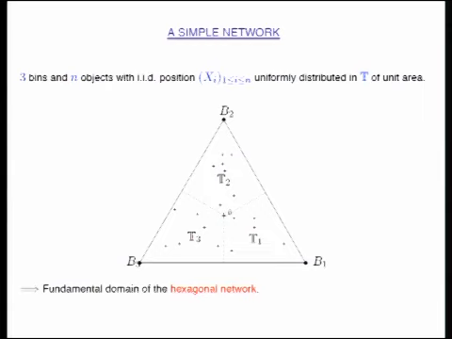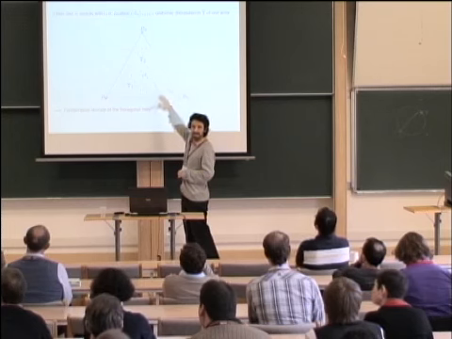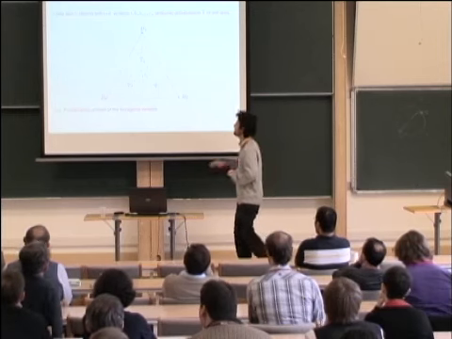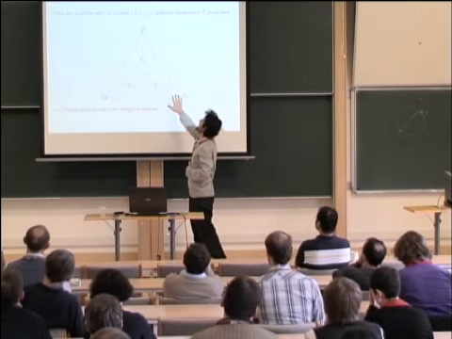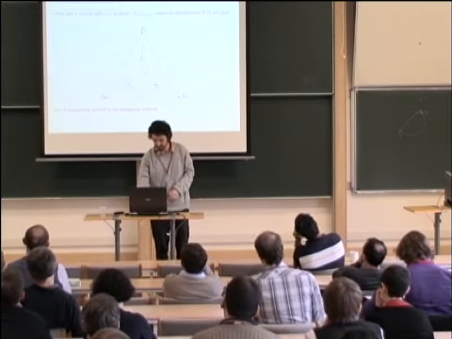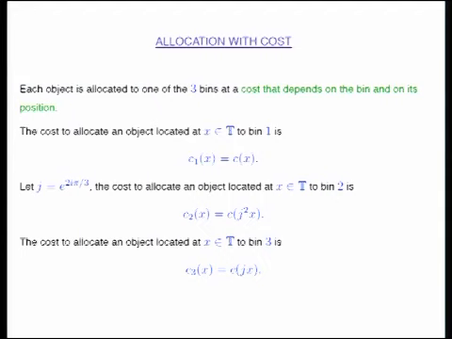The reason why we have chosen the hexagonal network as such triangle is because this is the fundamental domain of a hexagonal network. I could have also made the same kind of analysis on a more complicated hexagonal network. I will come to that after. So as I was saying, each object has to be allocated to one of the 3 bins, and the cost will depend on its position.